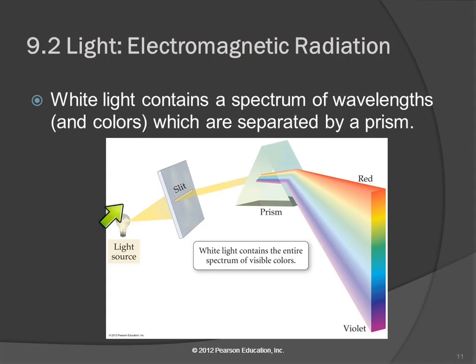So this is white light. White light contains all the wavelengths of visible light. And when we pass it through a prism, it gets separated into the different colors. A rainbow that you see in the sky is just light from the sun passing through raindrops in the air that are acting as prisms. Sometimes you can see it in your front yard when the sprinklers are running too. If you're at the right angle, you can see rainbows.